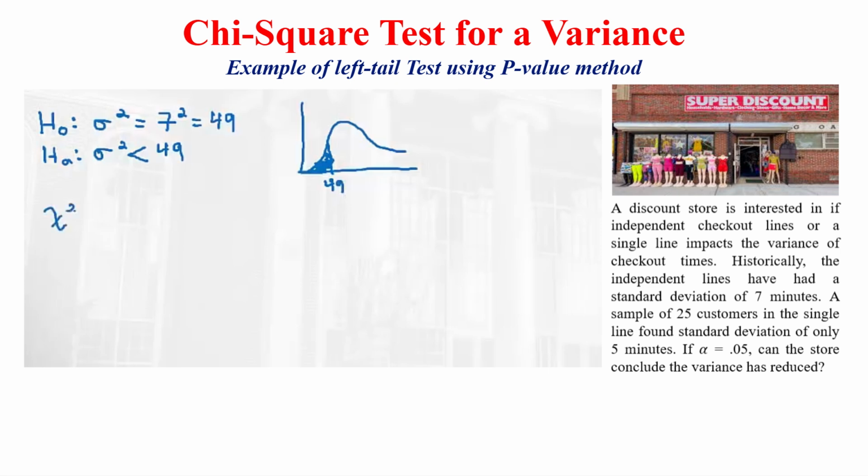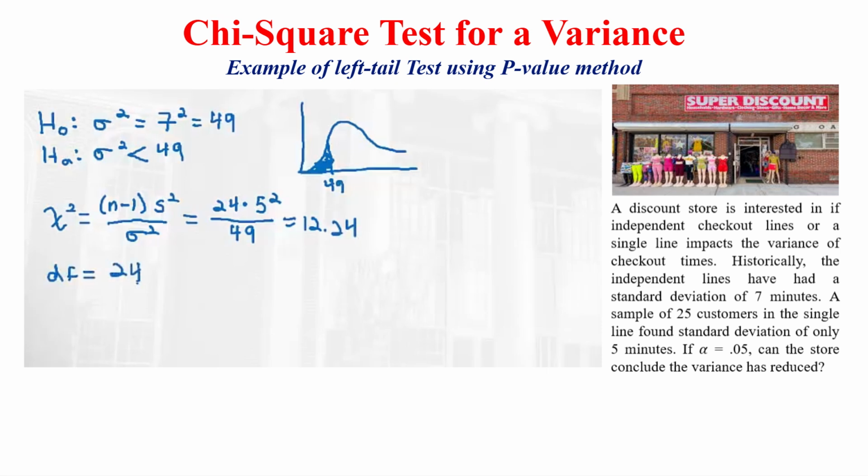So to calculate our chi-squared value, we take our sample size minus 1 times the sample variance divided by the population variance. Sample size is 25, so we have 24 times the sample variance, which is 5 squared, because the standard deviation needs to be squared to make the variance, divided by the population variance, which we already found out was 49. And we end up with our chi-squared value of 12.24. We also know the degrees of freedom are 1 less than the sample size at 24.